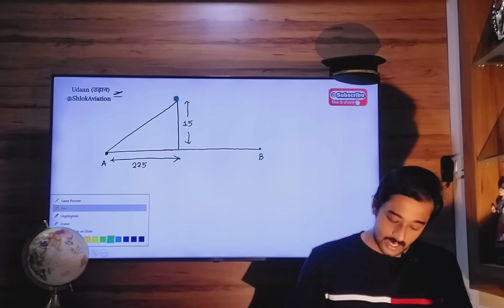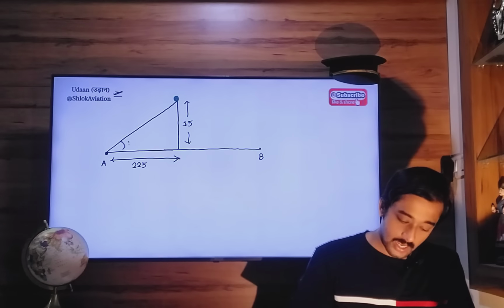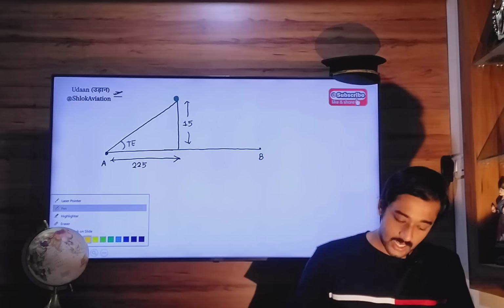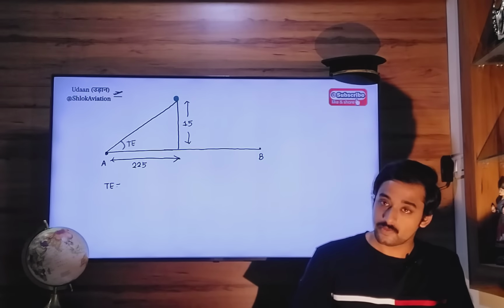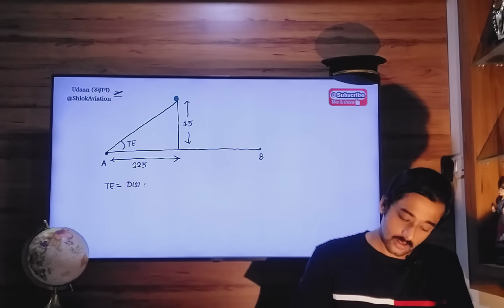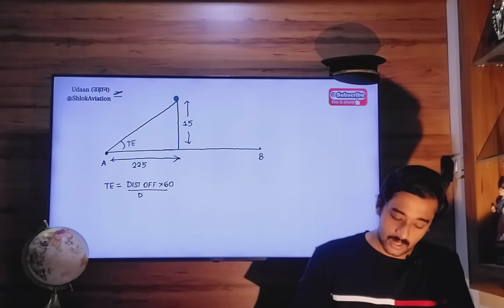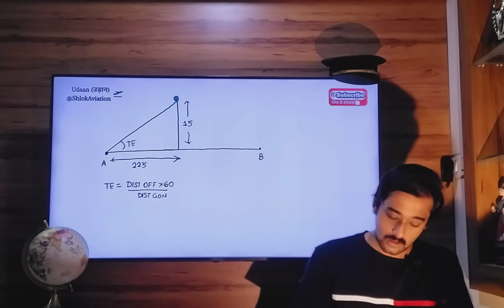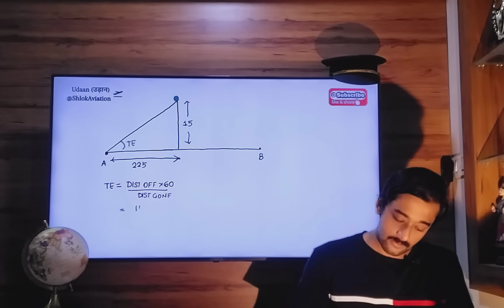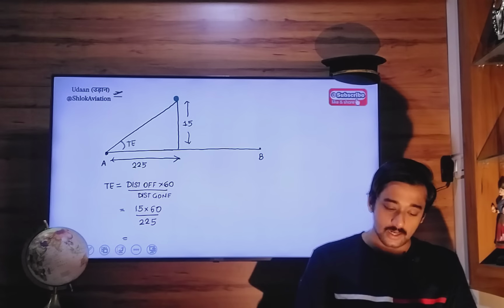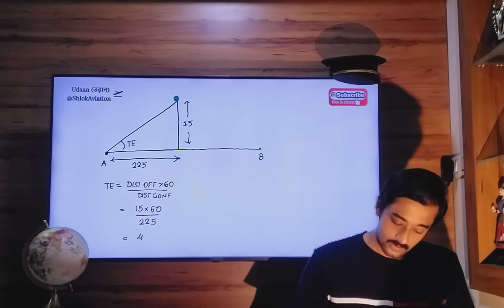So what is the track error? Track error angle equals distance off track into 60 divided by distance gone. So distance off track 15 nautical miles into 60 divided by distance gone 225. So 15 into 60 divided by 225 is 4 degrees.